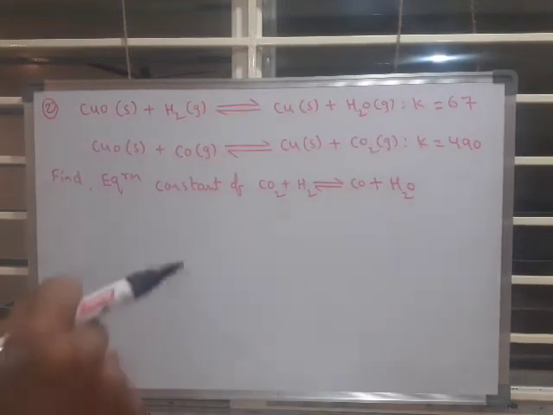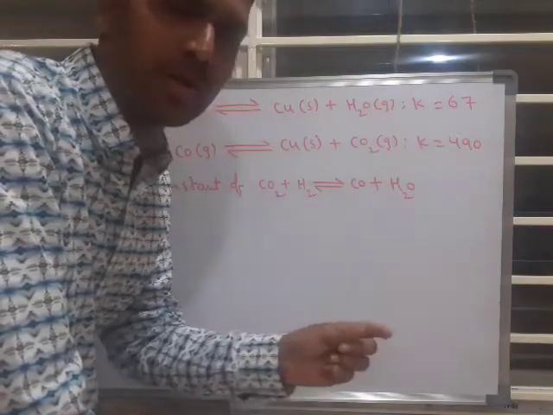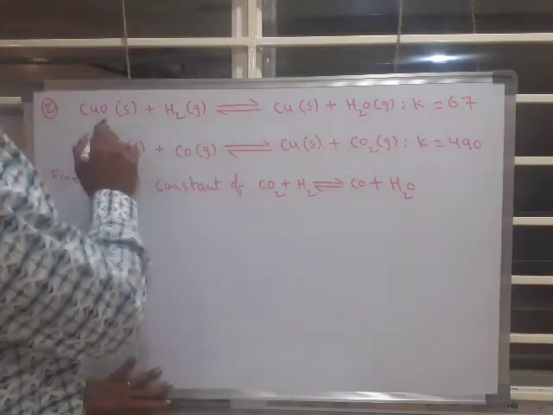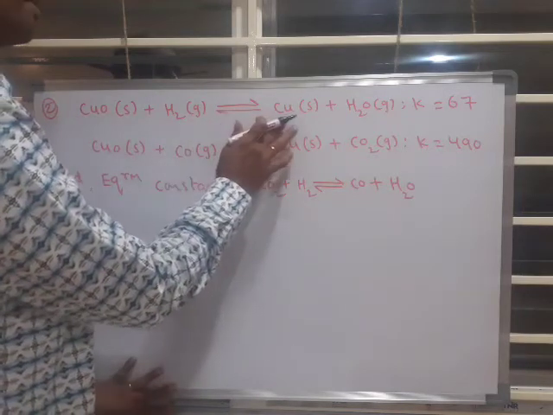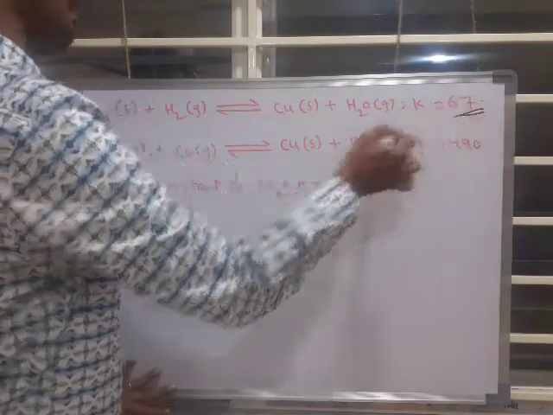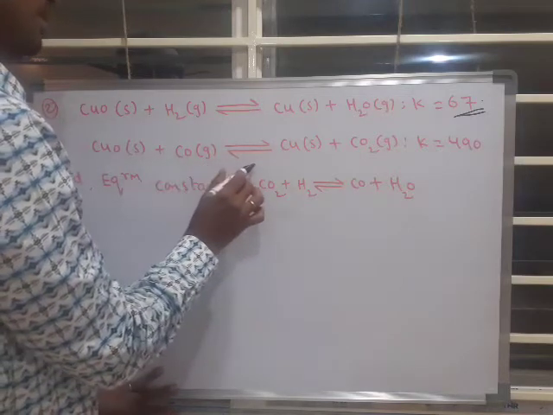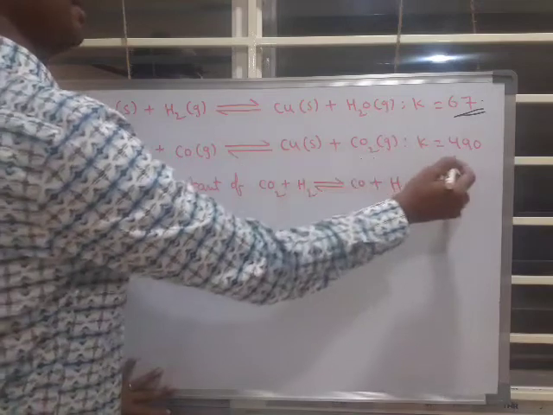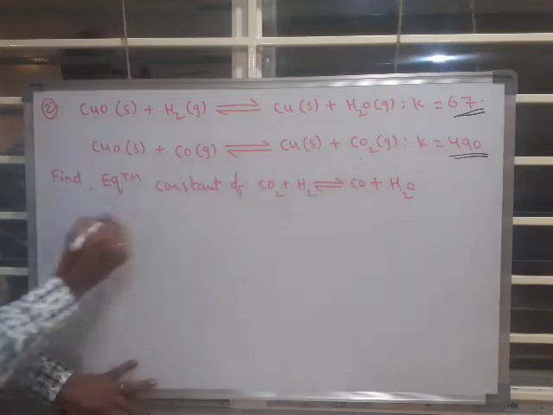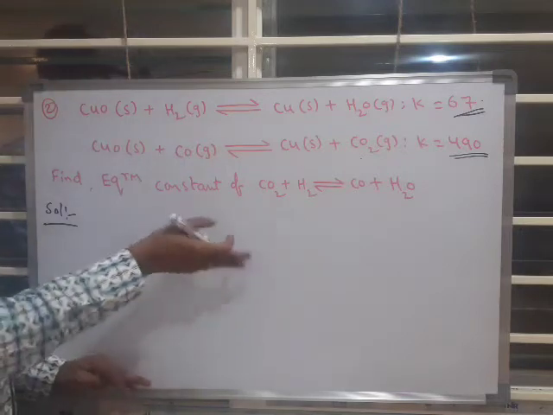Okay, see the next problem. Here two equations are given. With the help of the two equations, we have to find the equilibrium constant of the third equation, given in terms of numericals. First, CuO solid plus H2 gas gives Cu solid, copper solid, plus H2O gas. Here K equals 67. In the second equation, CuO solid plus CO gas gives copper solid plus carbon dioxide gas, K equals 490. I have to find this. Here all are gases present. It is an easy one compared to the first one.